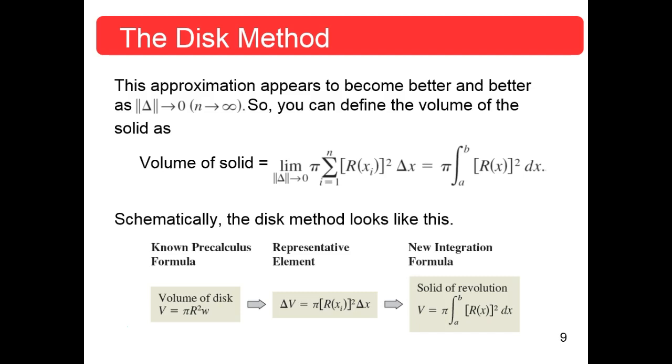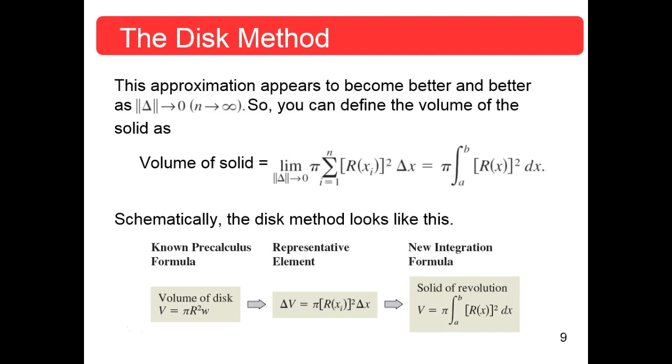Schematically, this method looks like the known precalculus formula. It's the volume of a slice, and then you do a delta volume, because you have just a thin slice of that delta x. This is the volume of any old disk, a very small portion where you have close to a fixed radius. The new integration formula will be this. If that helps you see it, fine. To me, it's just extra work, but that's what's going on.